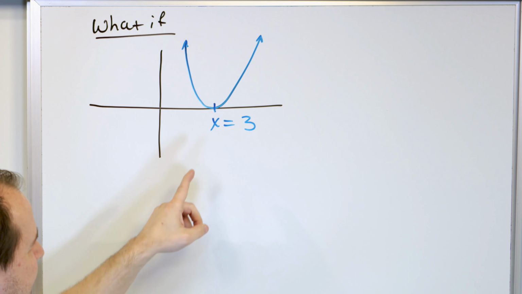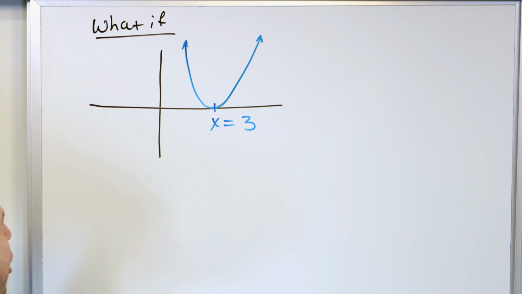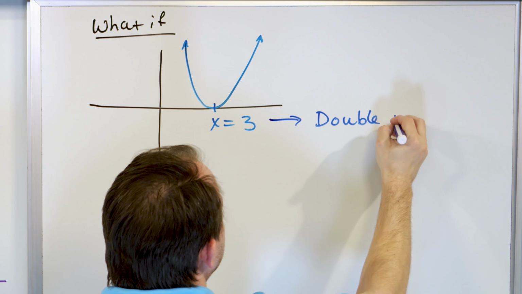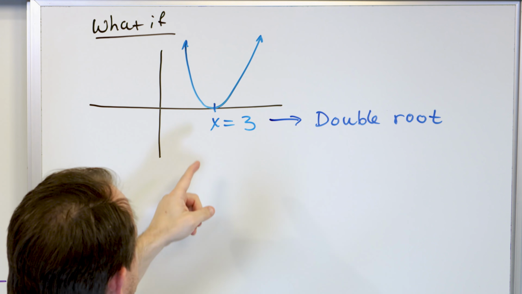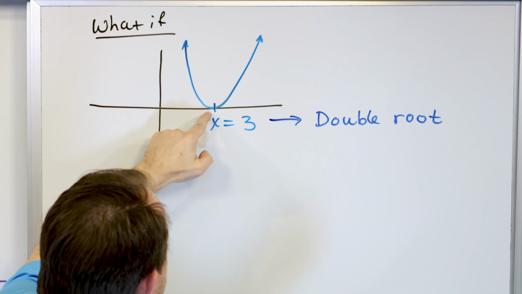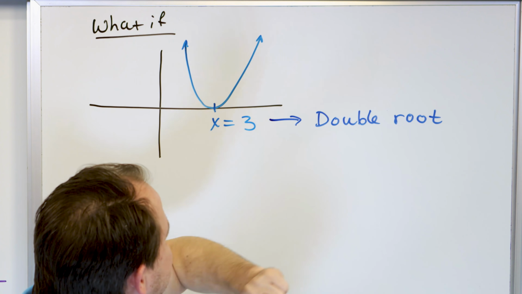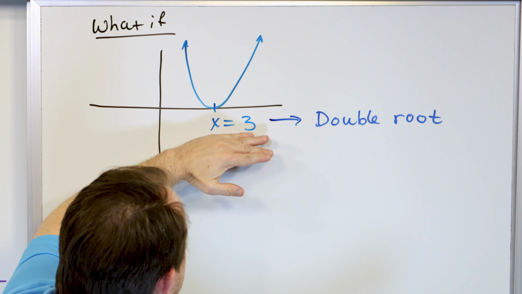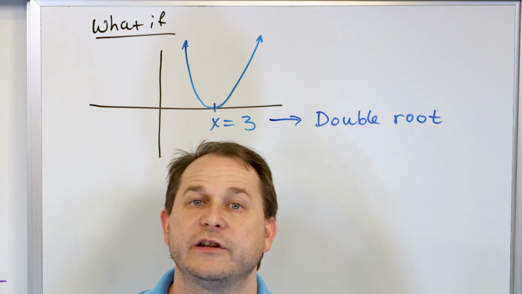But in the special case where it barely kisses at x equal to 3, what we call this is a double root. In other words, even though the function only touches the x-axis at one location, because we know it's a polynomial, an x squared type of animal, we always expect two solutions. Even though it only crosses one place, this solution kind of counts twice. So we call it a double root.